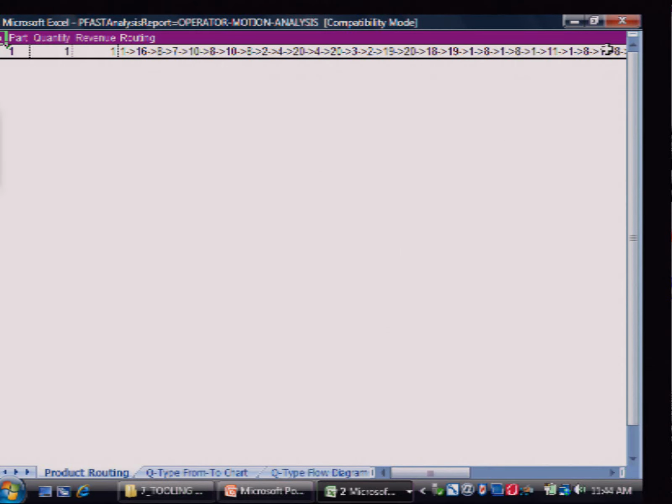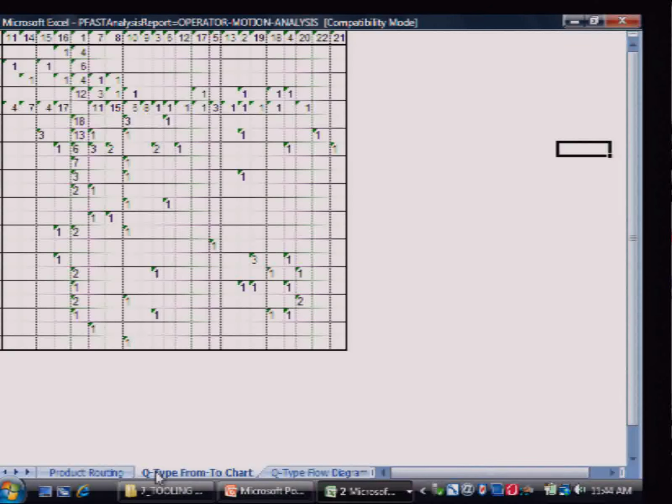Because you have only one routing, all that you really care about is the from-to chart, right? And so over here you notice this is the Q type from-to chart. Why? Because Q is essentially quantity. There's no revenue. Effectively the Q and the frequency type from-to chart would give the same values. So here, this is the number of times. He moved 4 times from location 11 to location 1. Then he moved 15 times from location 1 to location 8. He moved 18 times from location 7 to location 1.